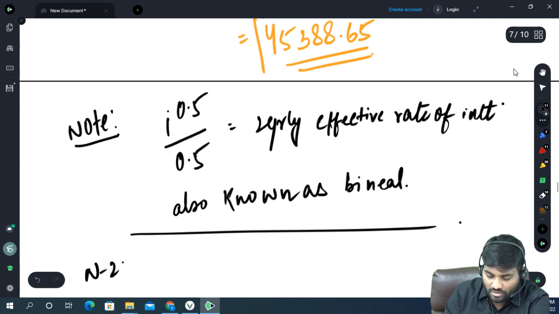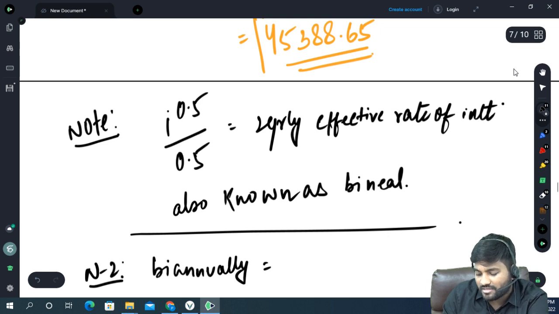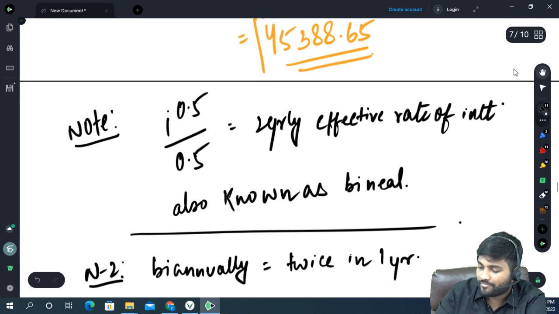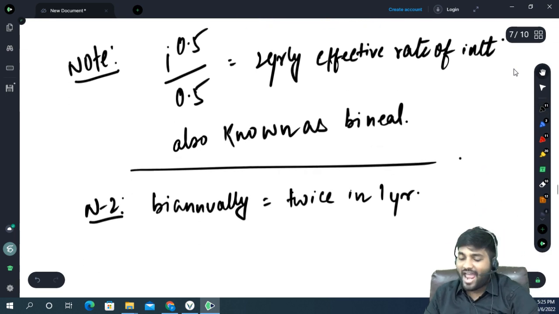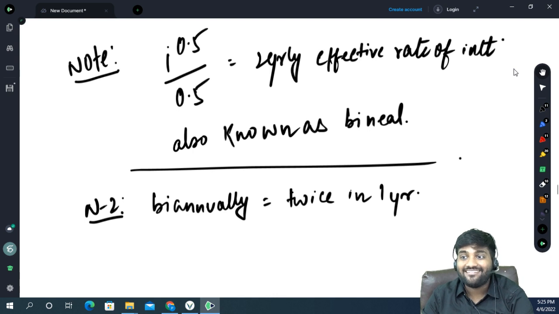After this, note number 2. Biannually is equal to twice in 1 year. Biannually means twice in 1 year. Okay? Cool, everyone? Yes or no?